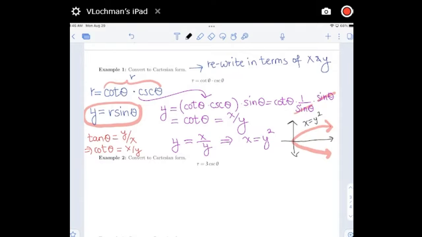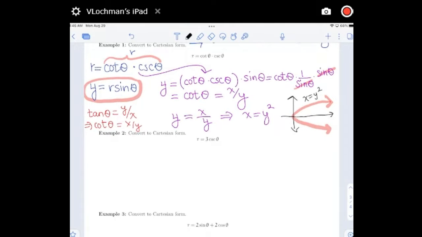All right, so let's go ahead and take a look at this next equation. This one is r is equal to 3 cosecant theta. So what is that curve? Turns out this one is also pretty simple. So I'm going to go ahead and use the same equation I did last time. y is equal to r sine theta.